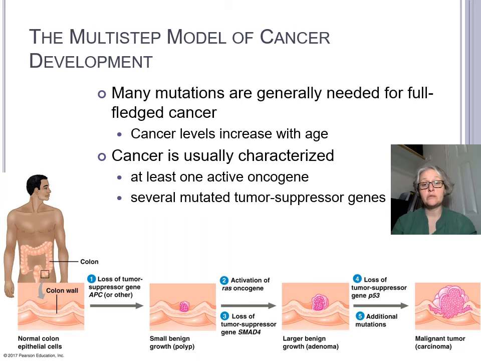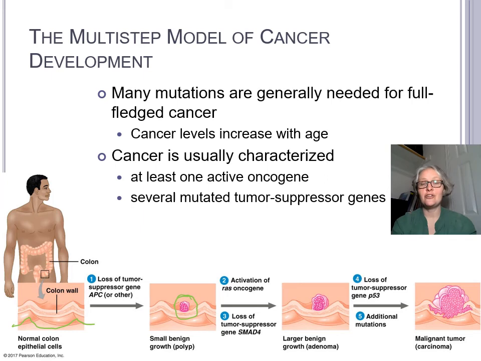Cancer, usually what we see is there's at least usually one active oncogene and multiple tumor suppressor genes. Down across the bottom, you can see an example of colorectal cancer. Here's an individual that has a normal, healthy colon, right? Everything's nice and smooth. When the genes start to mutate, you may start to get small benign growths. So this person doesn't have cancer yet, right? They've just got this benign tumor.